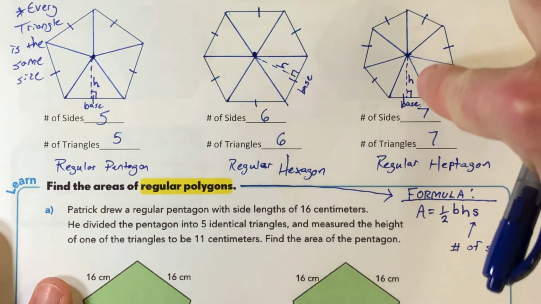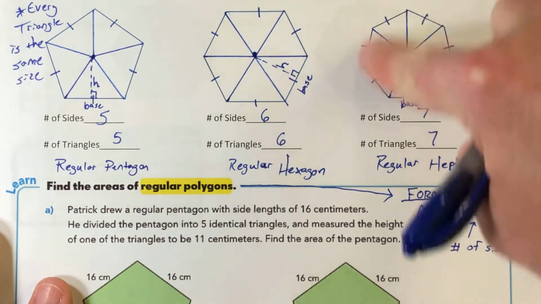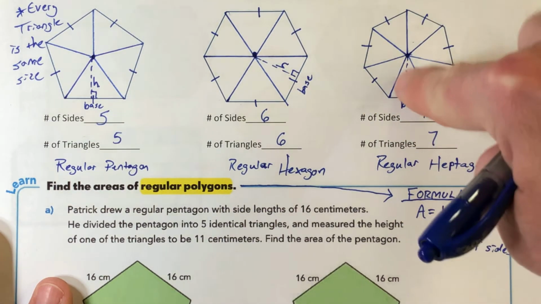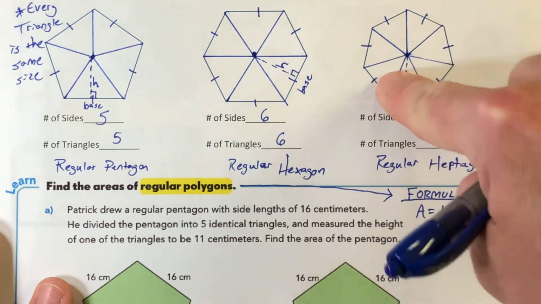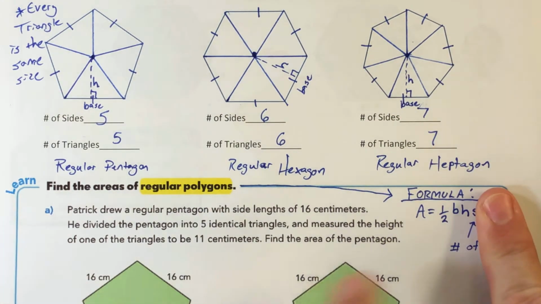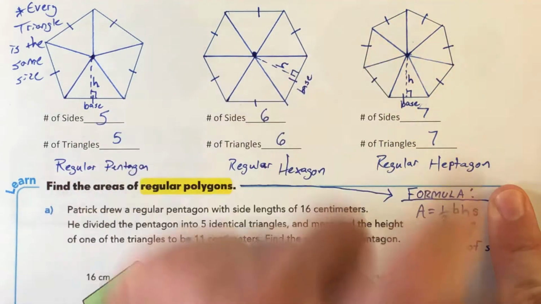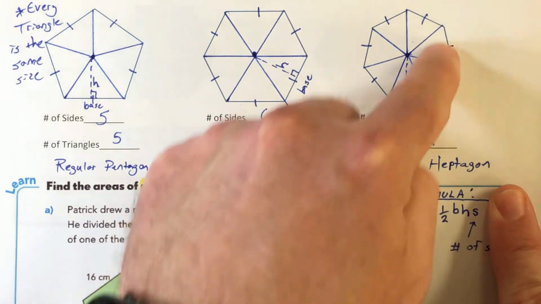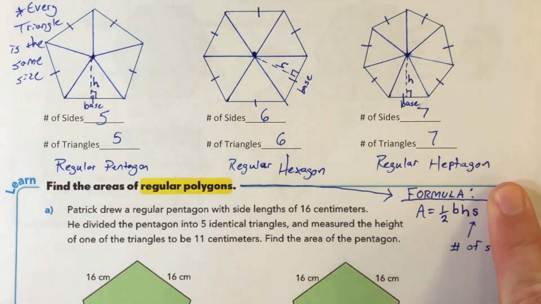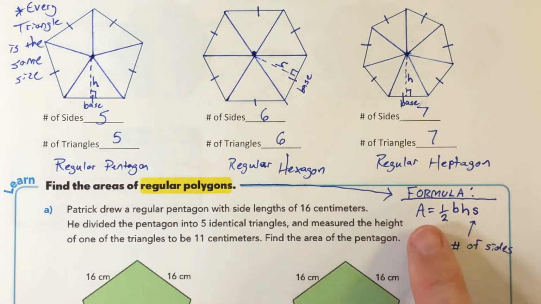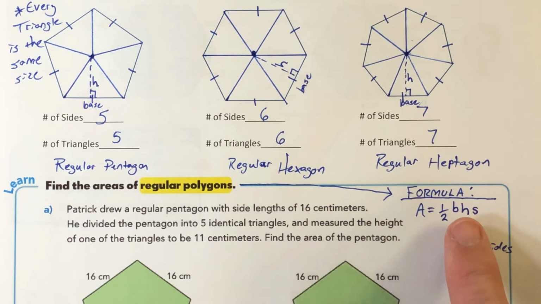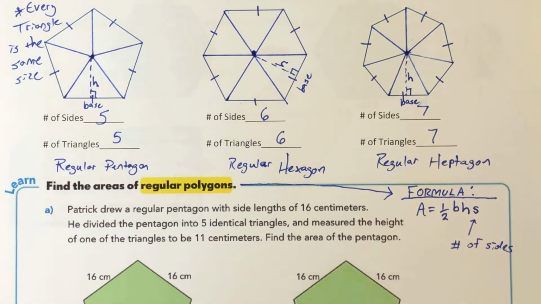Now, why does this formula work? Well, if a regular polygon has 7 sides, that means it can be divided into 7 triangles. So if you find the area of one of those triangles and multiply by how many sides there are, such as 7, you're essentially multiplying it by 7 triangles. So again, our formula is area equals 1/2 times base times height times how many sides are there? Essentially, how many triangles are there? All right, let's apply that.